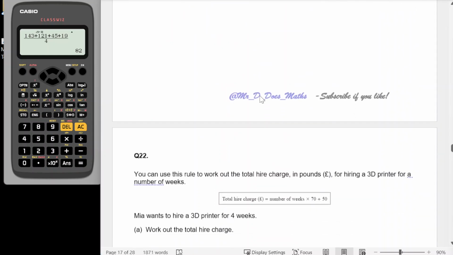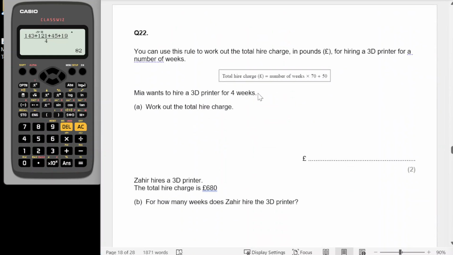Question 22. You can use this rule to work out the total hire charge in pounds for hiring a 3D printer for a number of weeks. So total charge in pounds, number of weeks times by 70 plus 50. Mia wants to hire a 3D printer for 4 weeks. Work out the total charge. So the total charge is going to be equal to number of weeks, so 4 times by 70 plus 50. And again, use your calculator for that. 4 times by 70 plus 50 is going to give us 330.